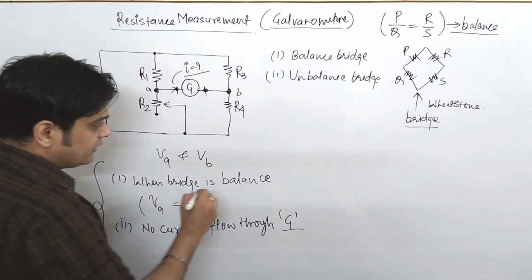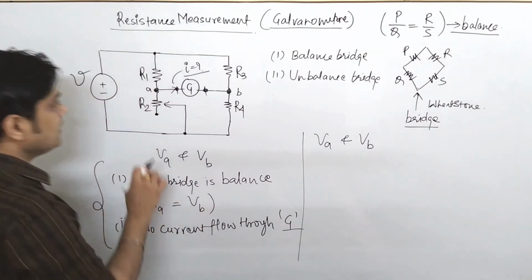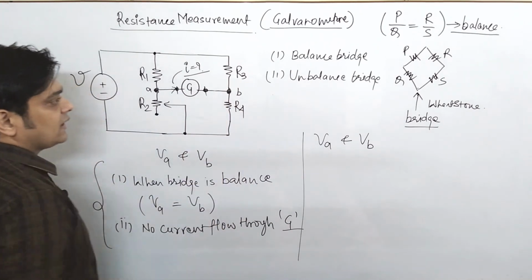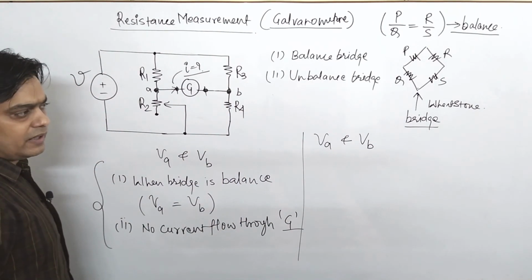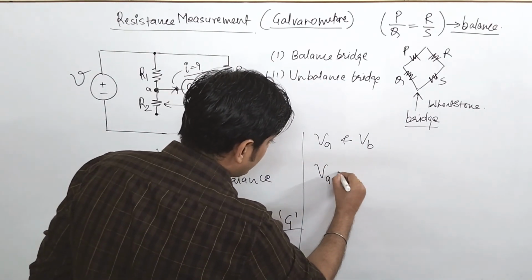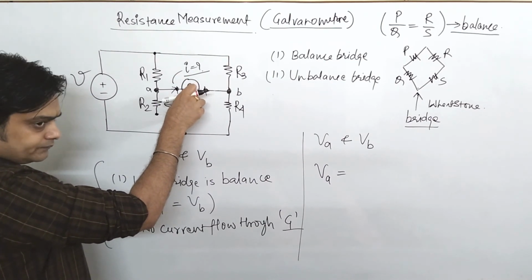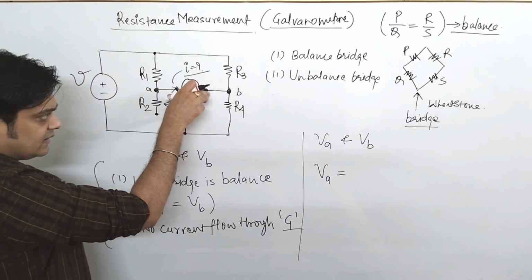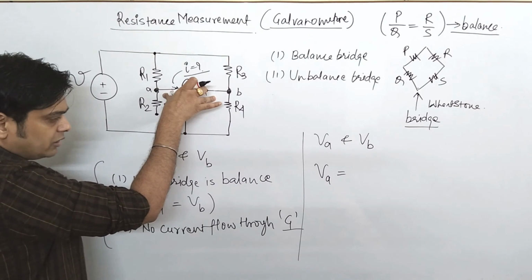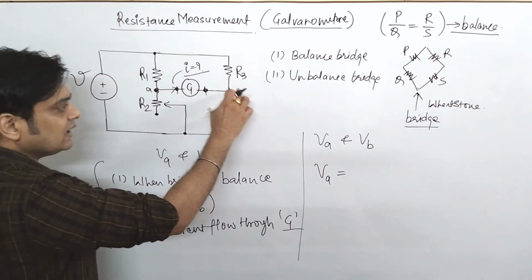And how do you find the value of VA and VB? VA is the potential across the R2 resistance and VB is the potential across the R4 resistance, so one can easily find them. Because no current flows, this is an open terminal, and since it is an open terminal, you can find the potential difference between these two terminals by finding the value of VA and VB.